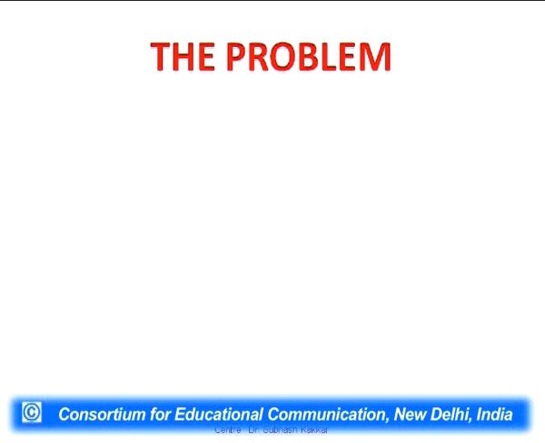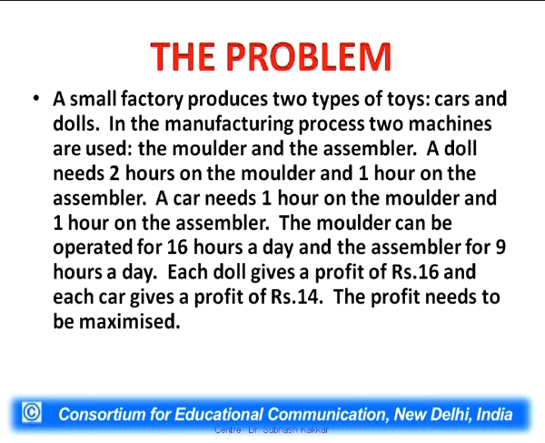Let us have a problem. A small factory produces two types of toys, cars and dolls. In the manufacturing process, two machines are used, the molder and the assembler. A doll needs 2 hours on the molder and 1 hour on the assembler.